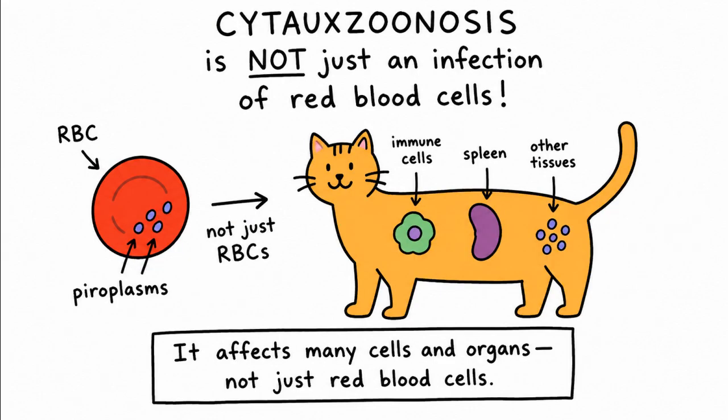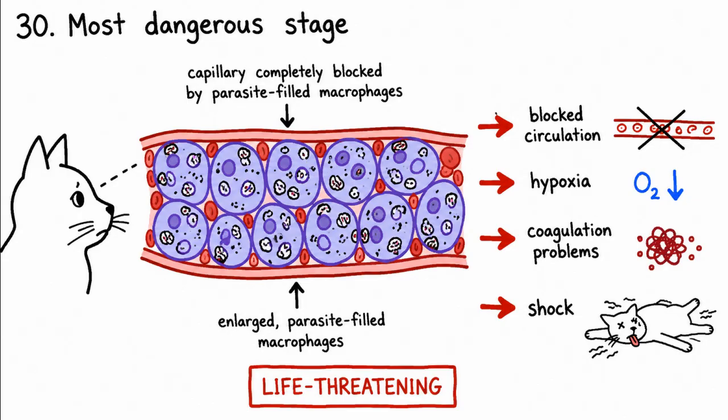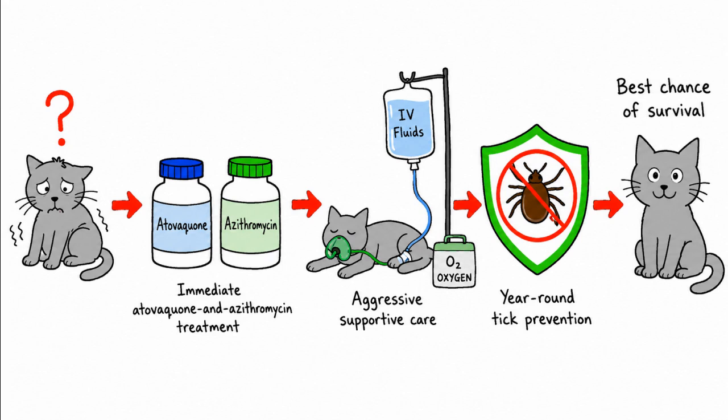The major takeaway is that cytauxzoonosis is not simply an infection of red blood cells. Its most dangerous stage occurs when parasite-filled macrophages obstruct the circulation and trigger hypoxia, coagulation abnormalities, and shock. Rapid recognition, immediate atovaquone and azithromycin treatment, aggressive supportive care, and year-round tick prevention provide the best chance of survival.